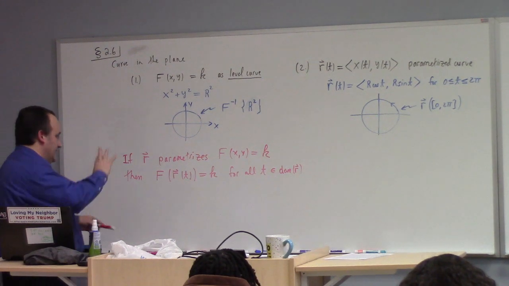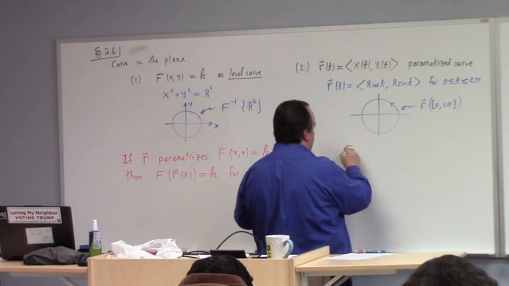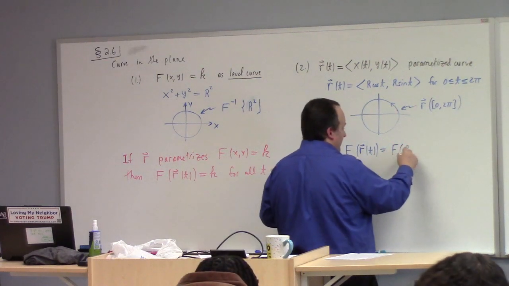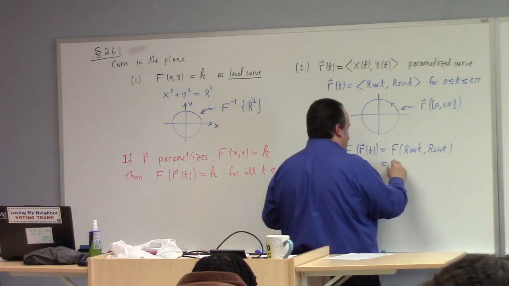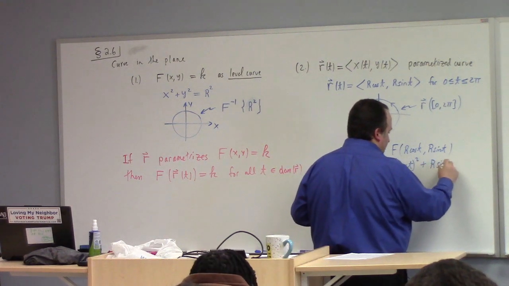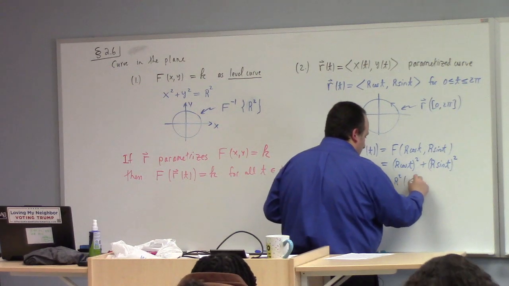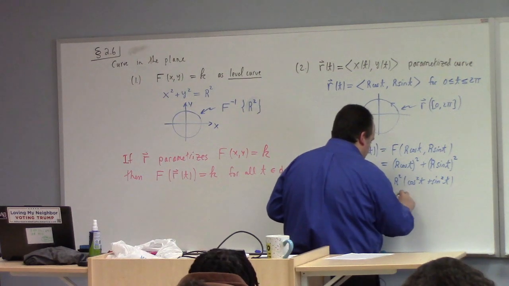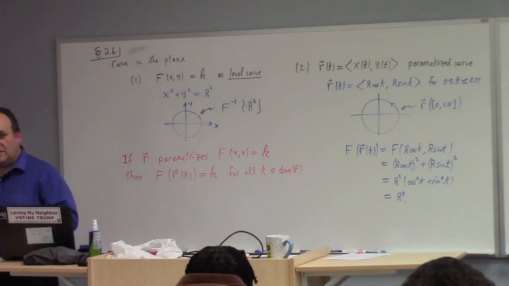So for my pet example in the blue, that's pretty easy to check, right? When we look at f of r of t for my example, that looks like f of r cos t, r sine t, which is equal to r cos t squared plus r sine t squared if we follow the instructions for the f map here, which of course is r squared times cosine squared t plus sine squared t, also known as 1. So lo and behold, hooray, it works, right? It's a parameterization of the circle.